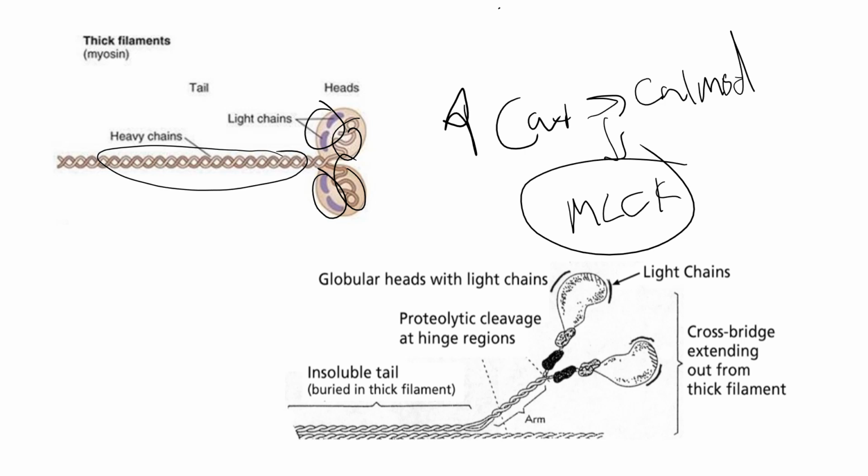Myosin light chain kinase is a specific type of kinase that phosphorylates. Kinase always phosphorylates things, but it phosphorylates the myosin light chains. Myosin light chain kinase, which is activated by the calcium-calmodulin complex, will phosphorylate these light chains within skeletal muscle cells.